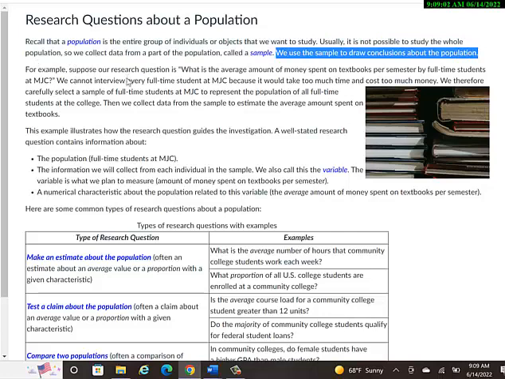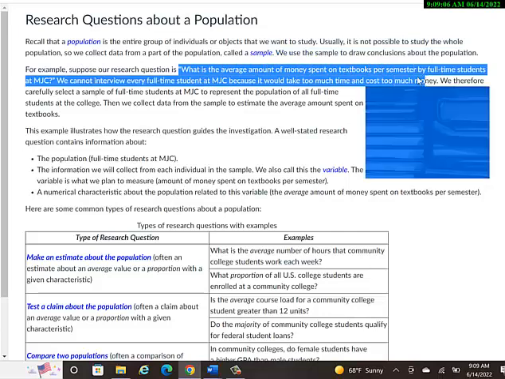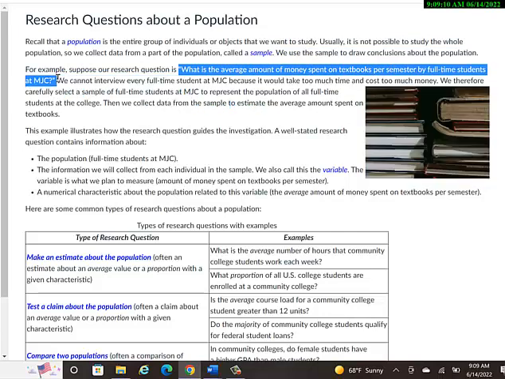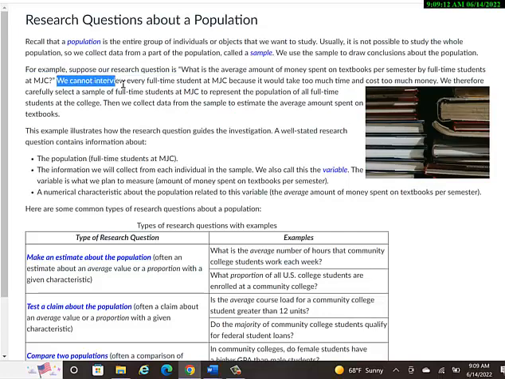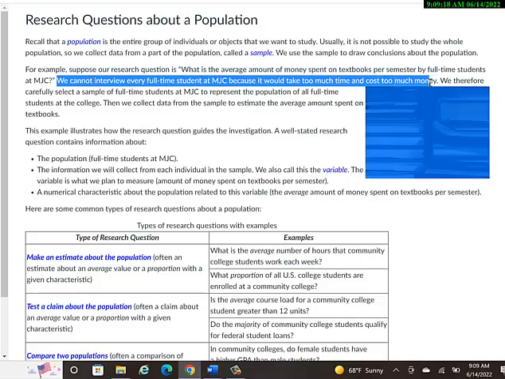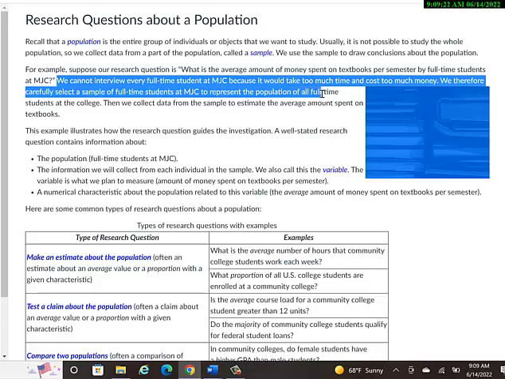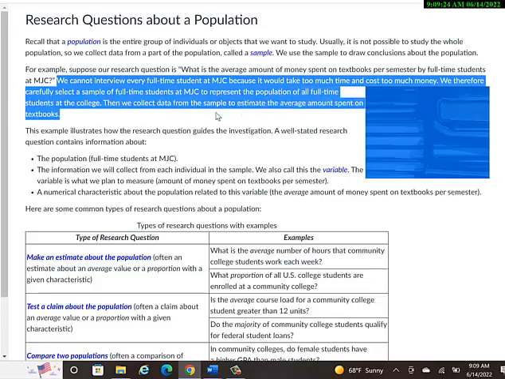So for example, one research question could be, what is the average amount of money spent on textbooks per semester by full-time students at MJC? The answer is a lot. Unfortunately, we cannot interview every full-time student at MJC because it would take too much time and it would cost too much money. We therefore carefully select a sample of full-time students at MJC to represent the population of all full-time students at the college.